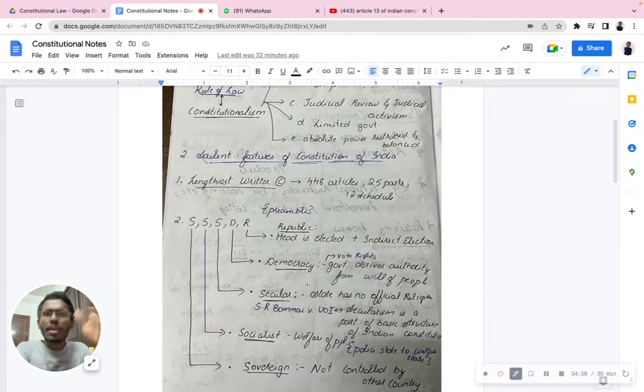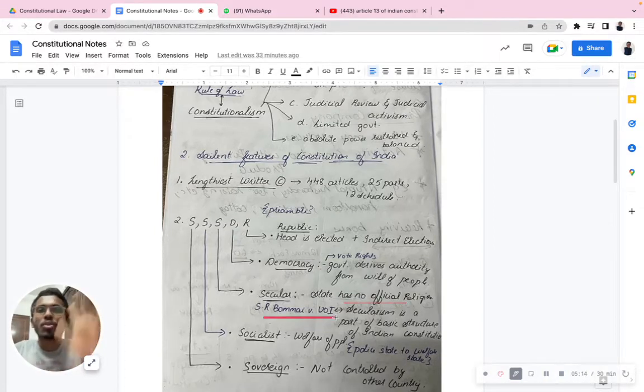Secular means what? Do we have any official religion? We are not like Pakistan. In Pakistan, Islam is the official religion. But here in India, do we have any official religion? No. Nowhere in the constitution can you find it. Okay. So the state has no official religion.